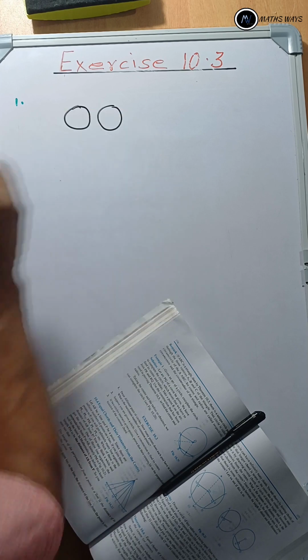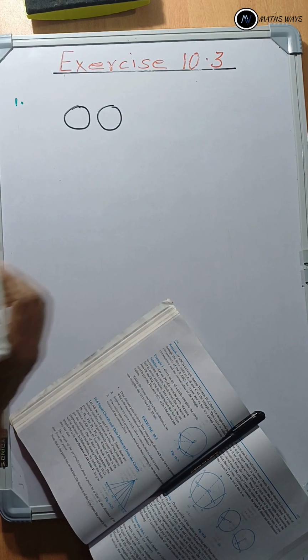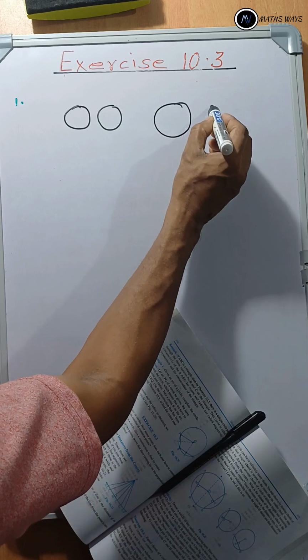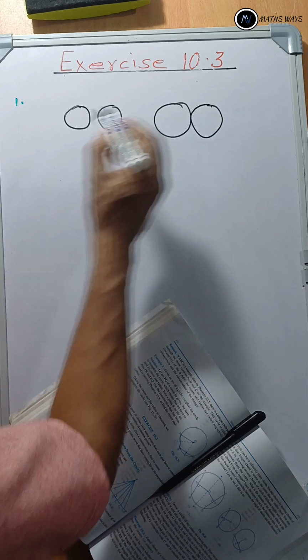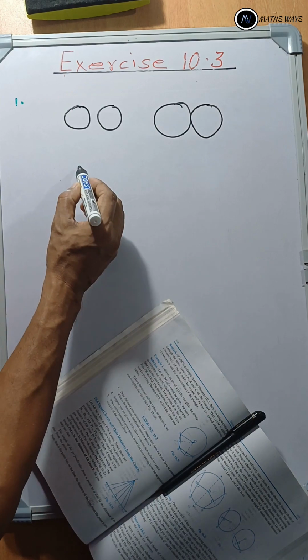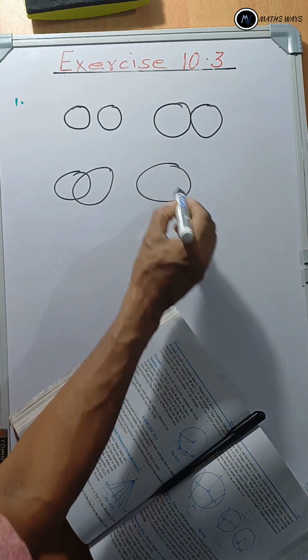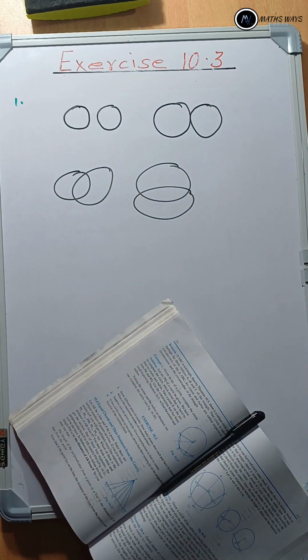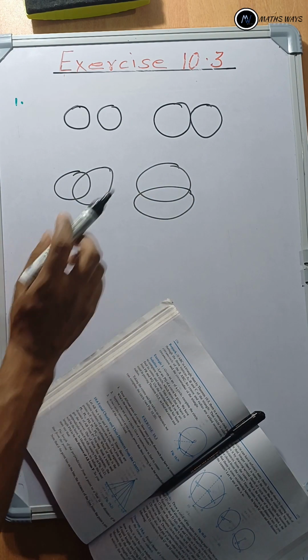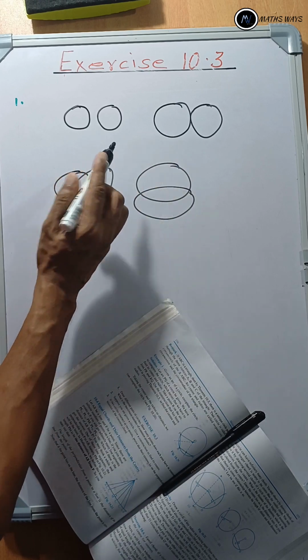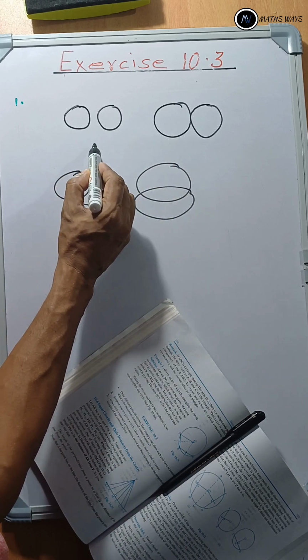This and this are one pair of circles. This is another pair. This is another pair. This is another pair. Here we have drawn four pairs of circles: 1, 2, 3, 4. Here what is the common point? Is there any common point?